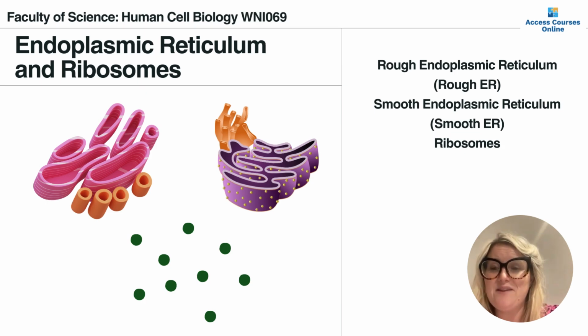So we're going to hit 3 different organelles within this video. We're going to look at the 2 different types of endoplasmic reticulum, rough ER and smooth ER, and ribosomes, because those little rough bits on the rough ER are ribosomes.